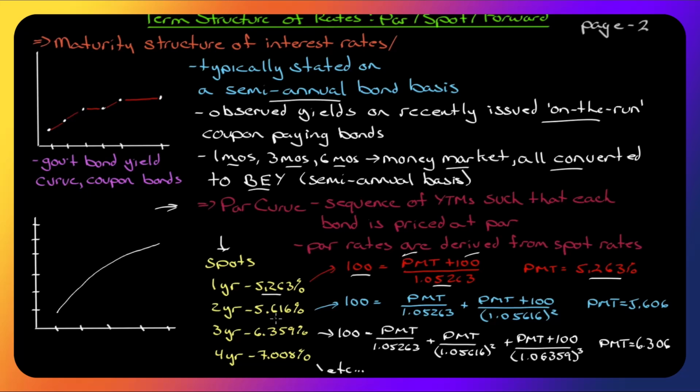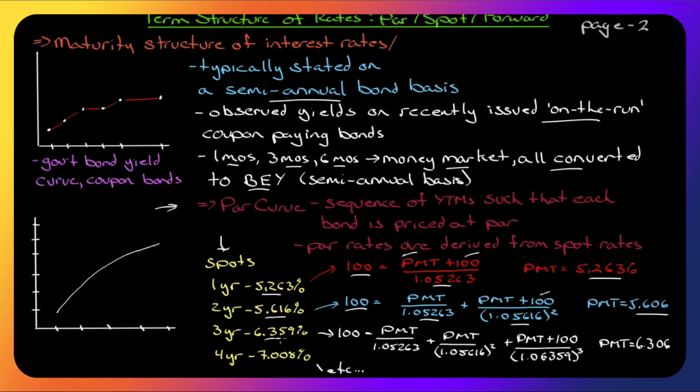Let's find the 2 year par rate. The 2 year spot rate is 5.616, so we have to solve for payment in this formula where we want to arrive at 100 for our present value. So it'll be the first payment discounted back by the 1 year spot rate plus the second year payment plus the future value discounted back at the 2 year spot rate squared, and we just solve for payment. We get 5.606. So in other words, if this bond had a coupon of 5.606%, given this 1 year spot rate and given this 2 year spot rate, we would end up with a par bond. That's all we're doing, is we're solving for what the coupon would be on that bond to make it a par bond given these spot rates.